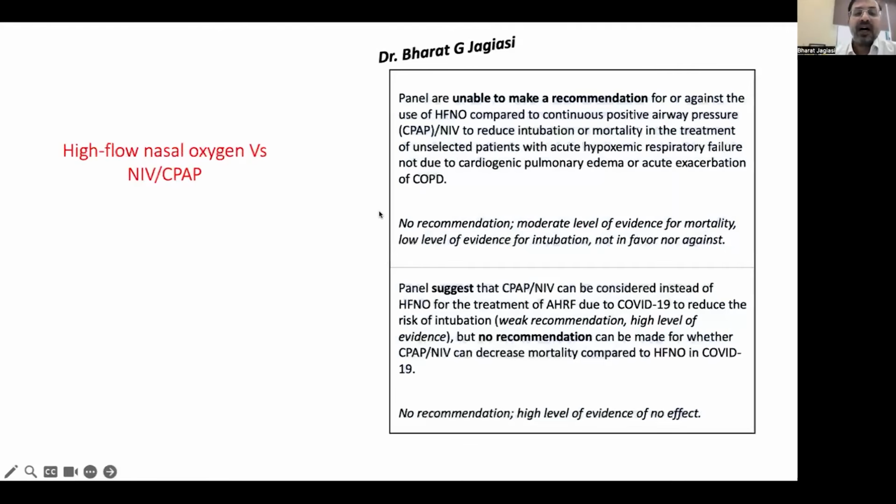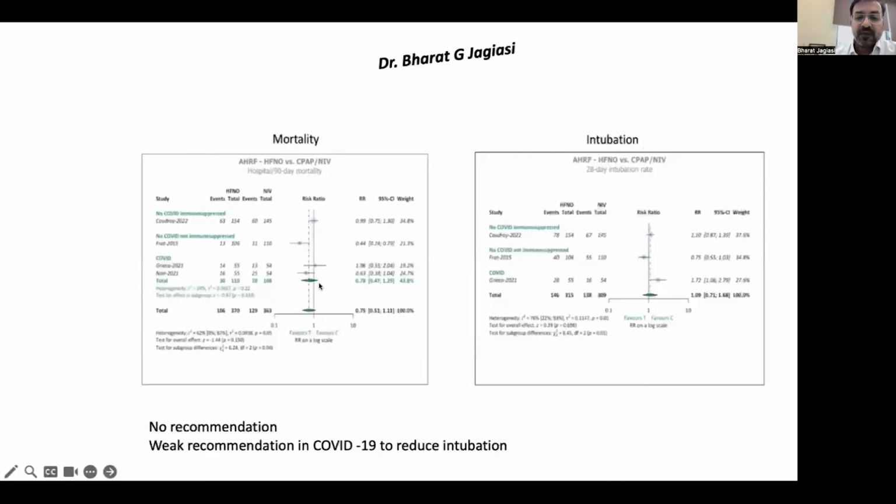So now they compared high flow nasal cannula versus NIV and CPAP. Because we've been using HFNC quite well since the COVID times, we were using it before that, but the number of patients and our comfort level has grown after the COVID era. And when they compared HFNO versus NIV, there was an equivocal role when it comes to mortality and intubation.